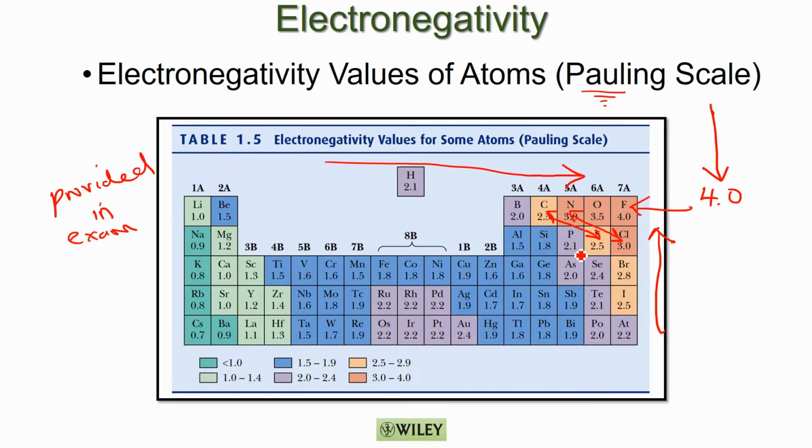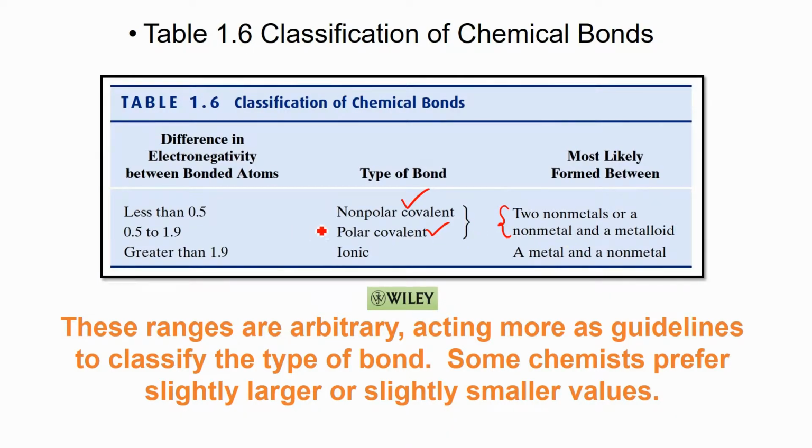What's a metalloid? Metalloids are elements in the periodic table, I think this line across, the elements sitting up there are metalloids. They don't behave like metals, and they don't behave like nonmetals. Okay, if the difference in the Pauling scale numbers is greater than 1.9, then you're looking at an ionic bond. An ionic bond, as I say, is formed between a metal and a nonmetal. Okay, these ranges are just arbitrary, you would say they're made up.